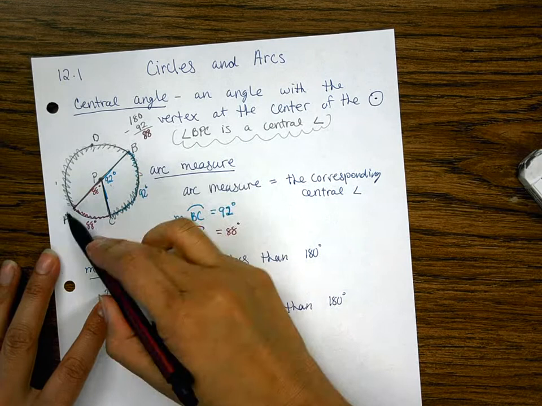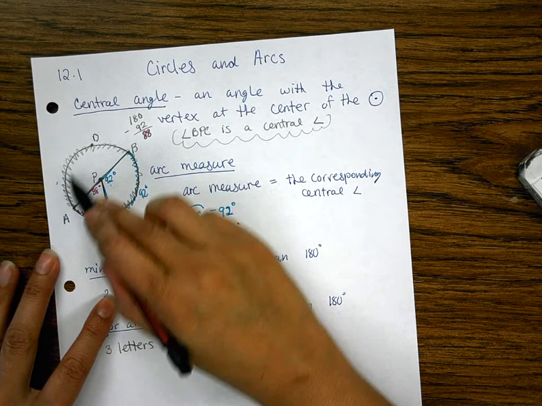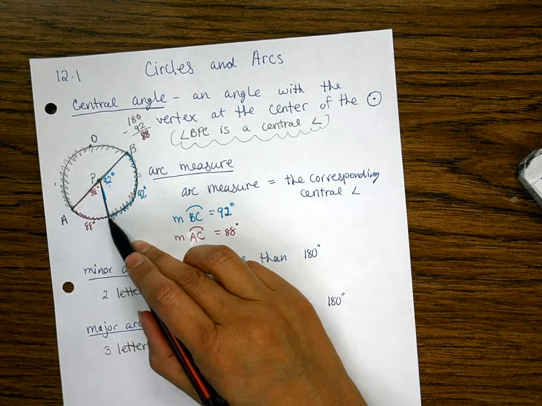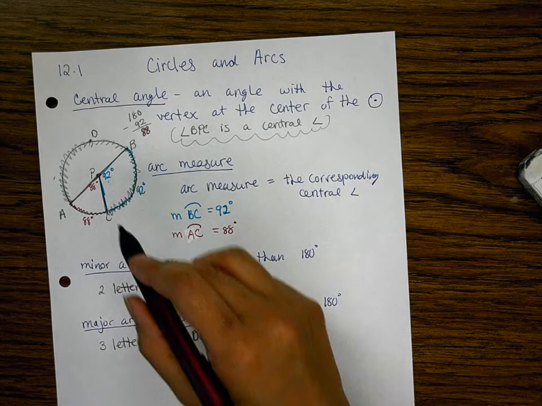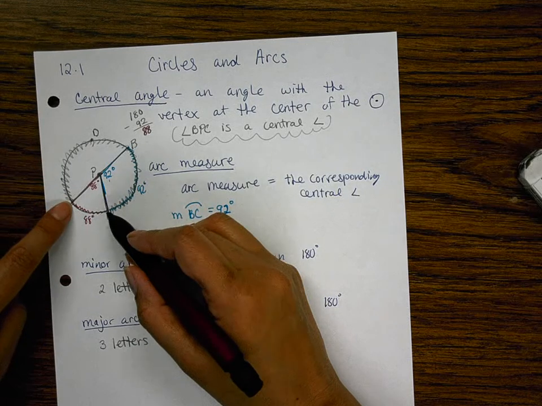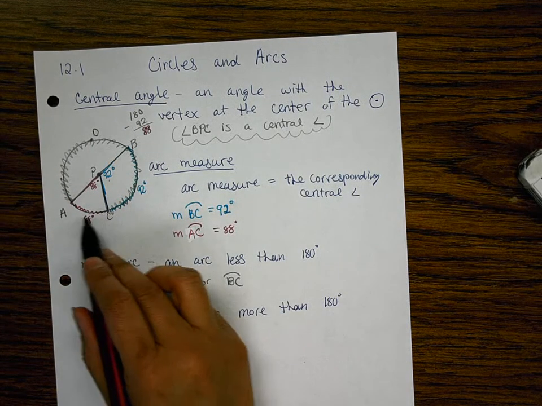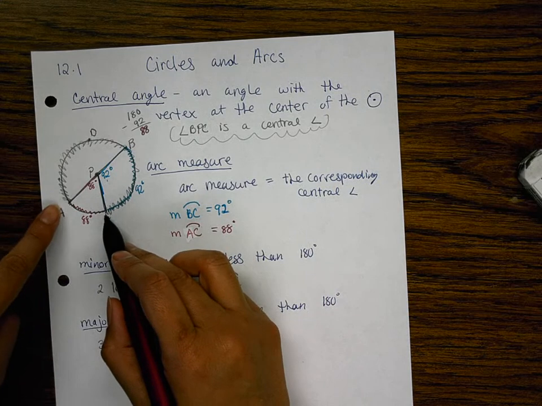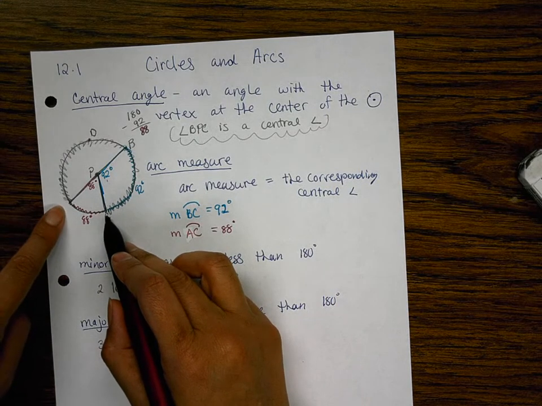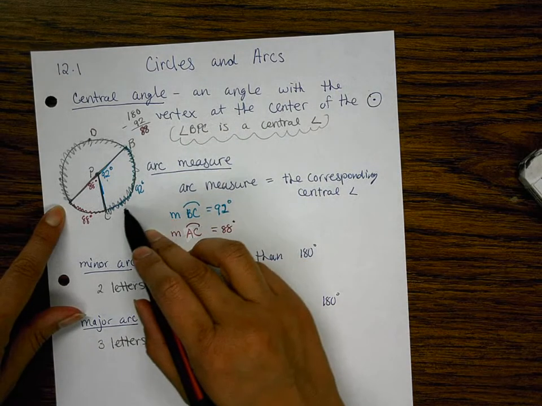Now, can you see that that major arc is definitely going to be bigger than 180? And we use 3 letters. Why 3 letters? Because if I started at A and ended at C, if I just used the 2 letters AC, that would be referring to the minor arc, 88 degrees. So I cannot just call it AC. I'd have to use 3 letters to tell you, hey, you're going in the bigger direction over here to get the major arc.